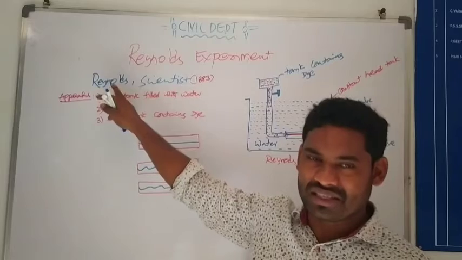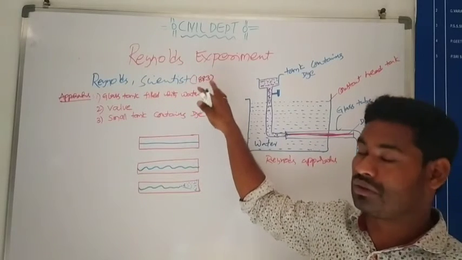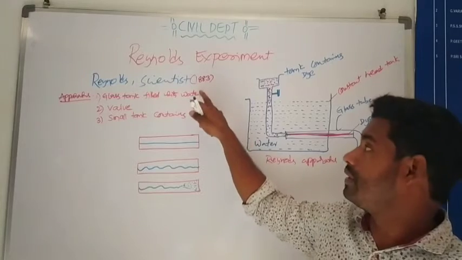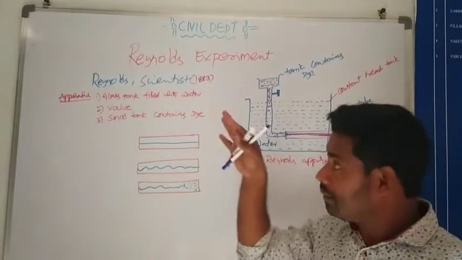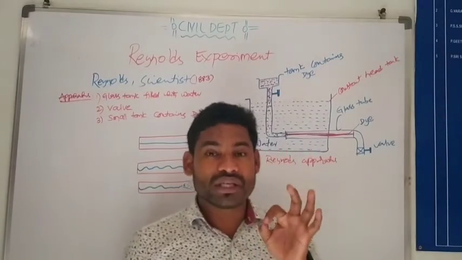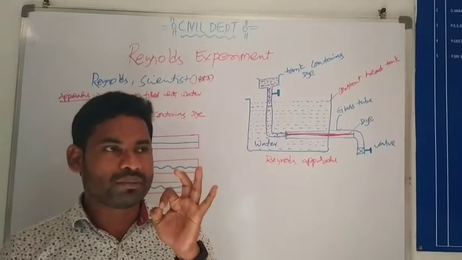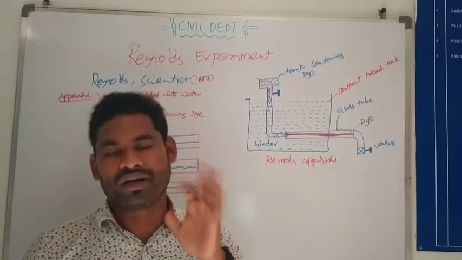Reynolds is a scientist. He found out the Reynolds experiment in 1883. Before discussing the Reynolds experiment, we must know what the use of the Reynolds experiment is. What is the use of Reynolds experiment?